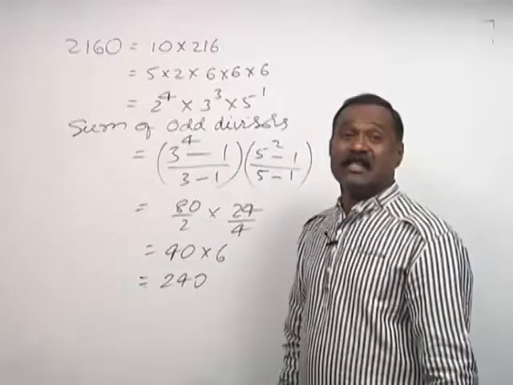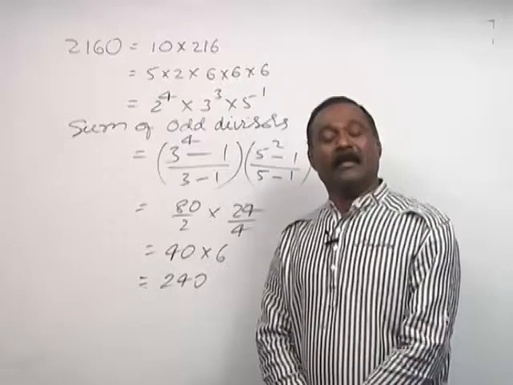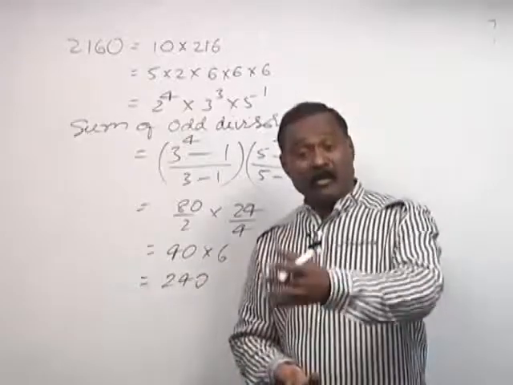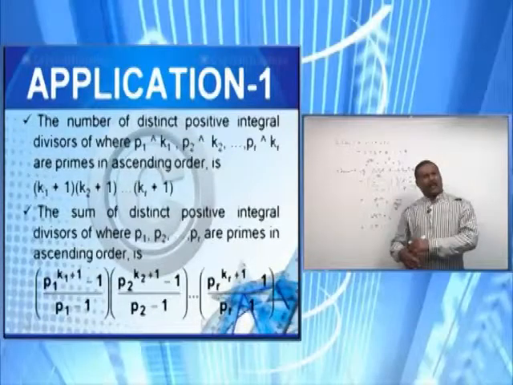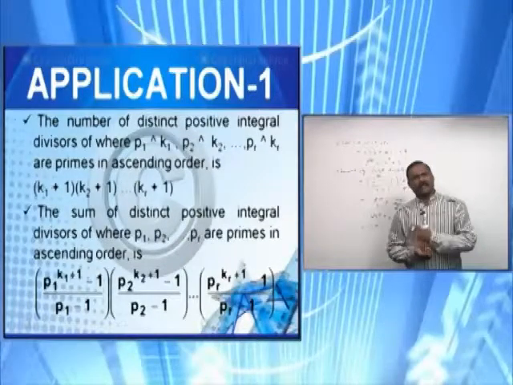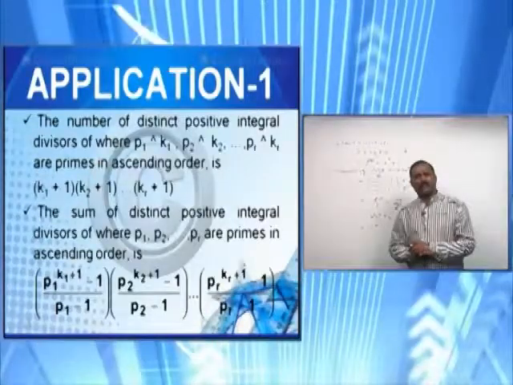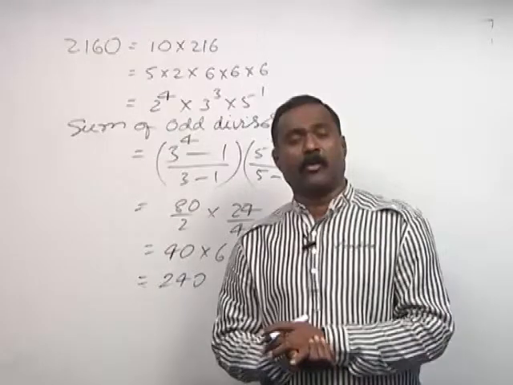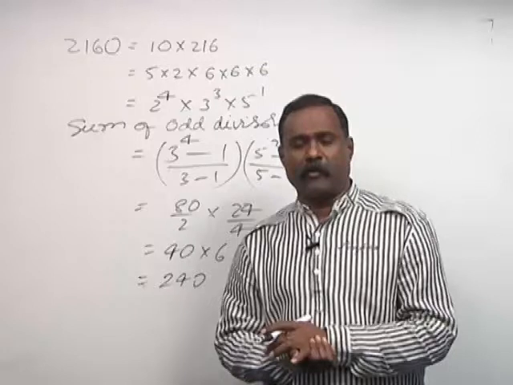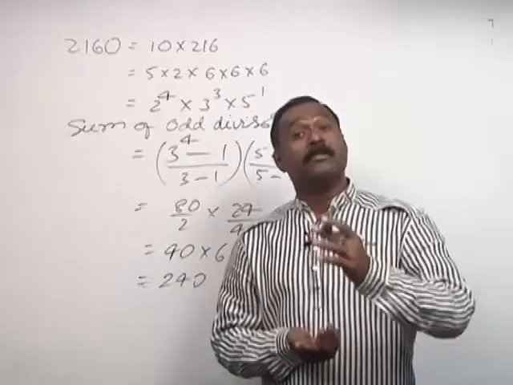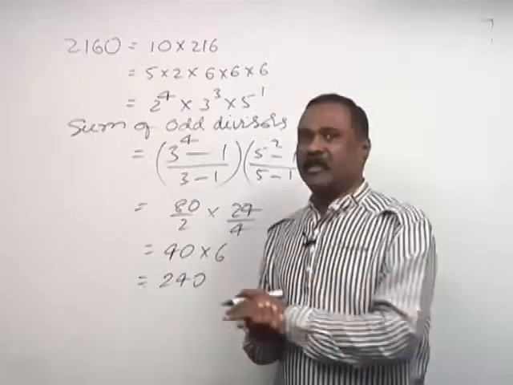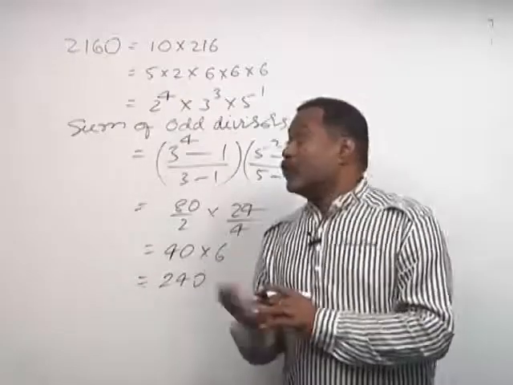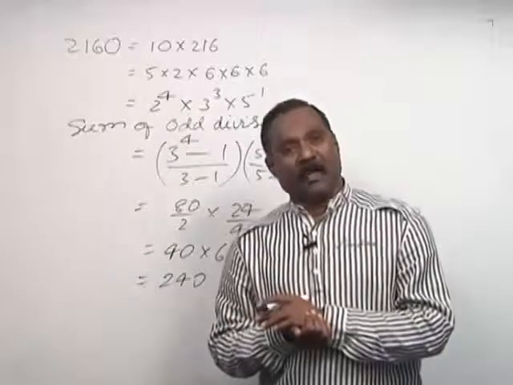Okay, that is application 1. Now we have seen a problem also on this application. What is the application? There are P1 things of one kind, P2 things of second kind, P3 things of third kind and so on. If you want the number of combinations or selections, the formula is nothing but P1 plus 1 into P2 plus 1 into so on into Pk plus 1. Based on that only we have derived the number of divisors or the number of factors.